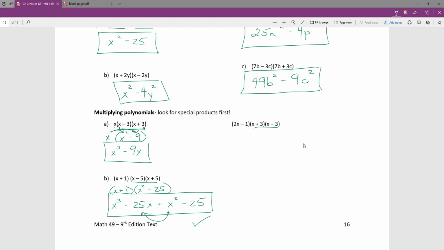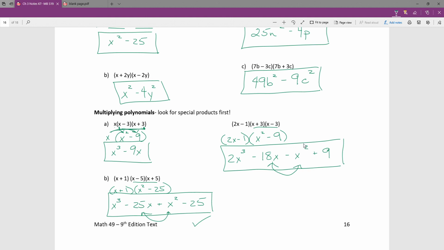The last example here, the special pattern that I could recognize. And then I have this case of a binomial times a binomial, so FOIL is my way to go. First, outside, inside, and last. No like terms, and again, I've got this case where you could switch those two around to put it in descending order.